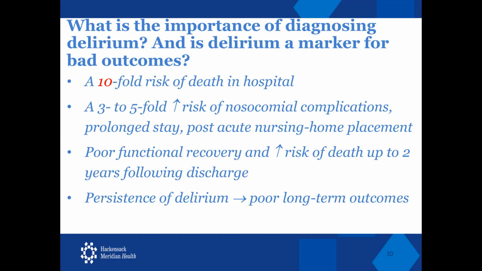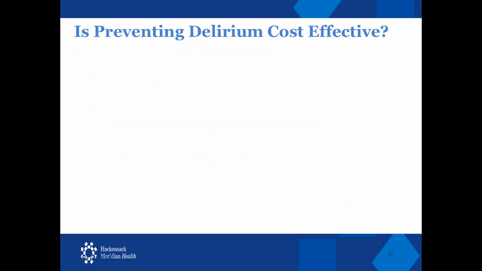They are the ones who are going to have increased risk of nosocomial complications. They are the ones who are not going to be able to be discharged soon enough. They are the ones that are going to end up in nursing homes because of the poor functional recovery. And unfortunately, that increased death risk goes on for these patients up to 2 years from that incident. And the longer they stay delirious, of course, the worse the prognosis.